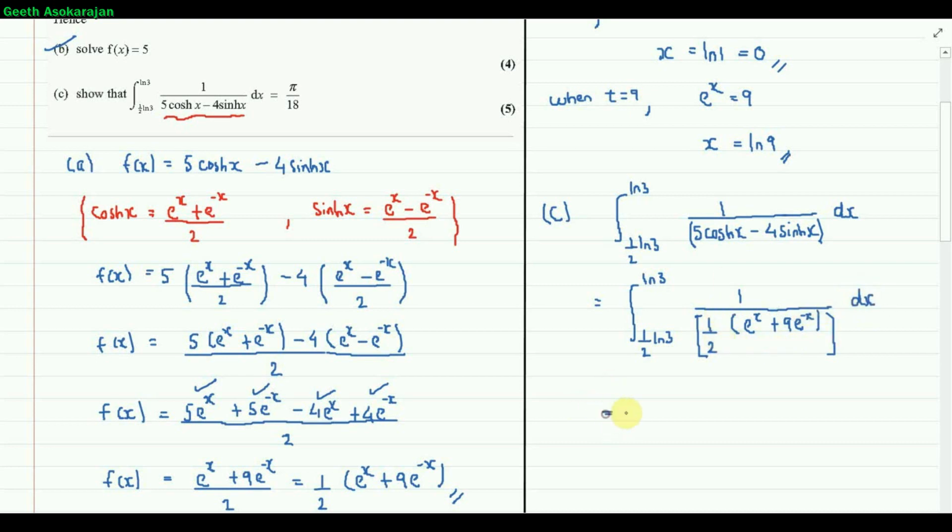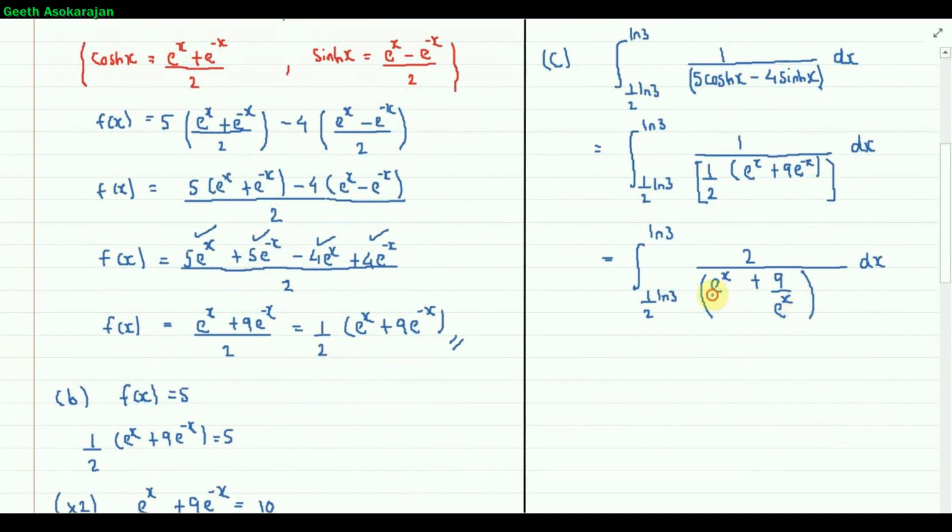Now let's tidy up this integral. So our integral with limits half ln 3 and ln 3. 1 divided by half, first of all, is 2. So I'll keep that 2 on top, over the e to the x. So here's my e to the x term, plus the 9, e to the minus x. That is the same as 1 over e to the x. With respect to x.